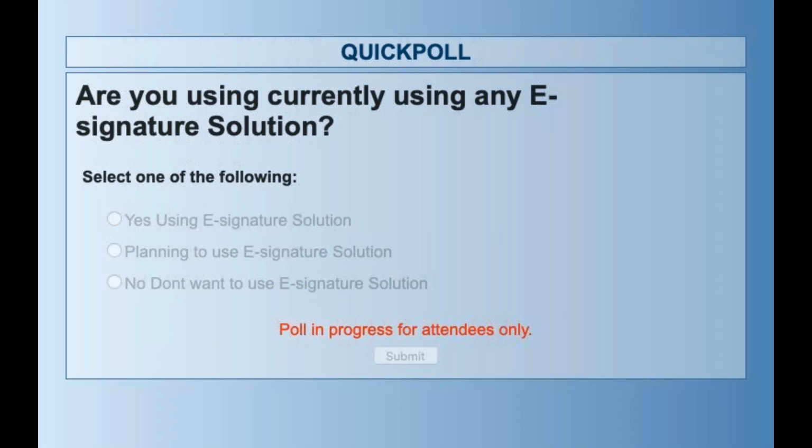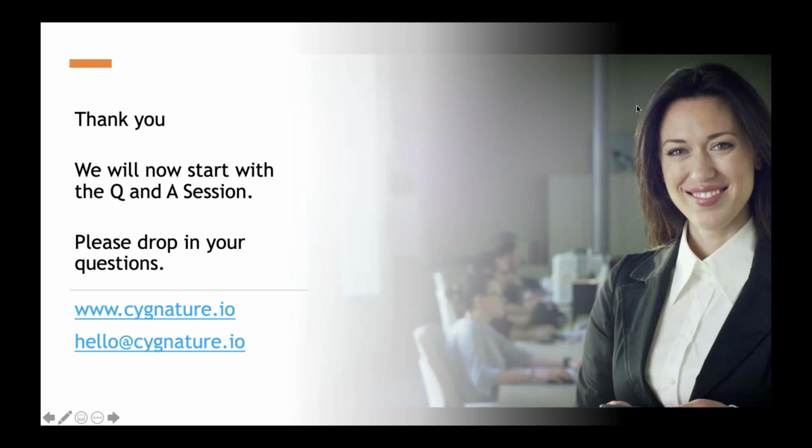Okay, so let's start with our Q&A session. We already have a couple of questions here. Suppose in a 5 pages document, each page needs initial. How can this be done? So as I said, yes, you can just select it and apply placeholder on all pages. If you want a placeholder for signature, you can click that option. If you want initials, you can just draw it on all pages.